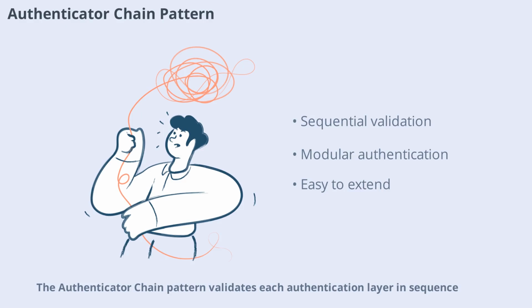The authenticator chain pattern validates each authentication layer in sequence, ensuring that all security checks are performed before granting access. This approach makes your authentication flow robust and modular, allowing you to add or update factors without disrupting the entire system.